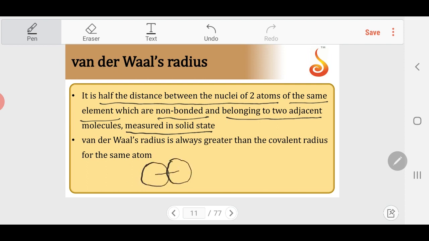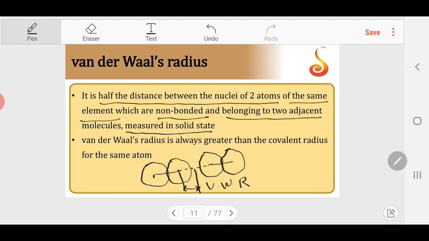So as we discussed, this is bond length. If I take the second molecule, it is not bonded, so it is not going to be in contact, and the electron clouds will not overlap. So this is also a distance between the two nuclei, and half of this distance is the van der Waals radius.